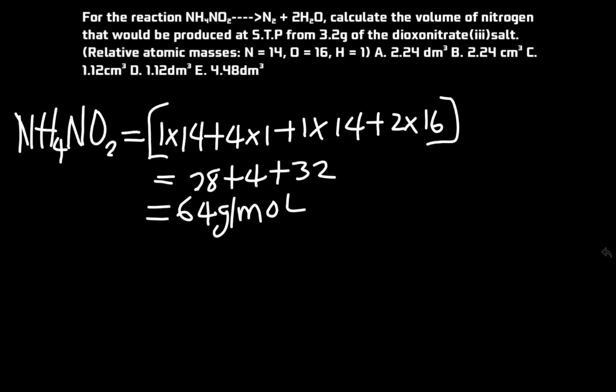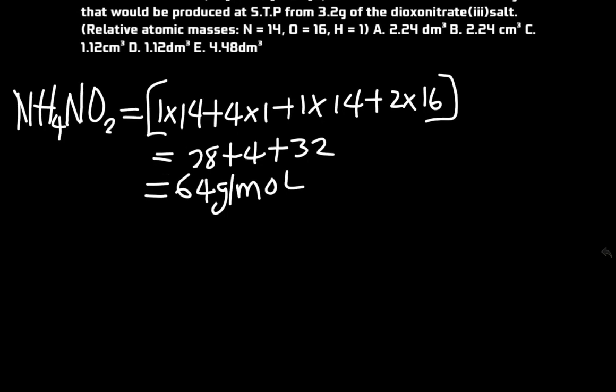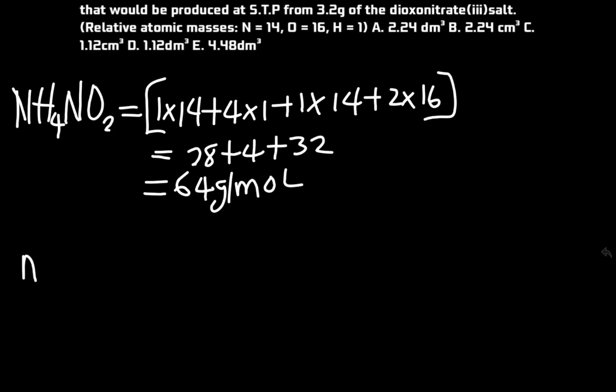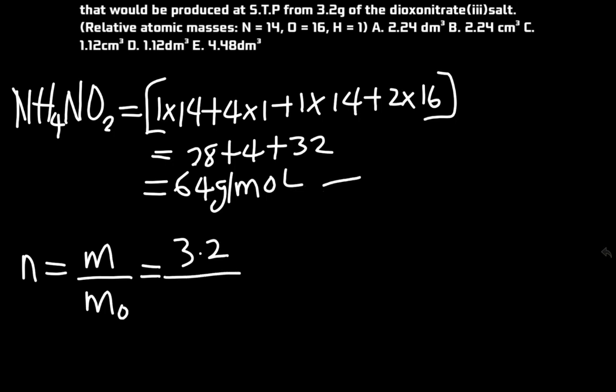Next step is to solve for the mole. So in solving for the mole, we'll make use of mole equals mass over molar mass. So molar mass now is M with a tiny 0 at the bottom. It will be our mass here, 3.2, over our molar mass here, 64. So if you say 3.2 divided by 64, I get 0.05.